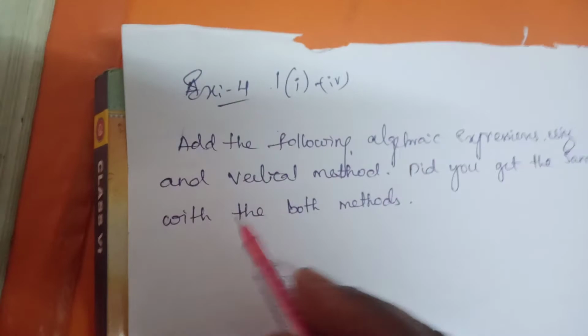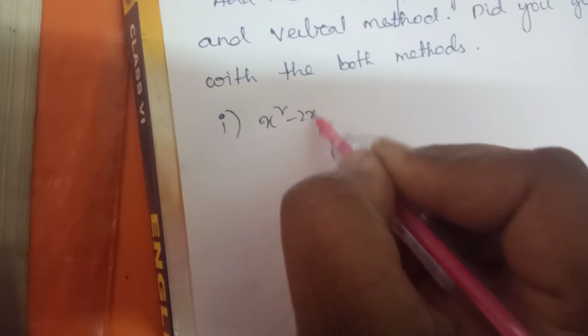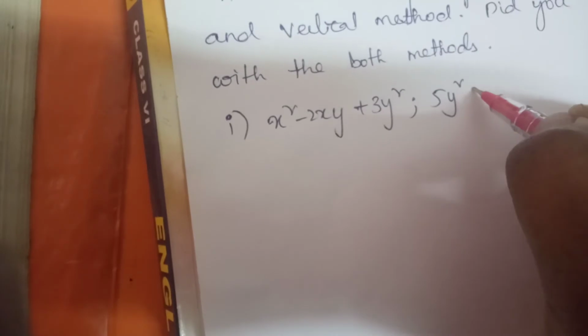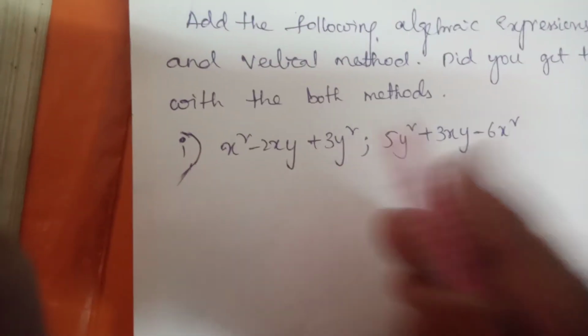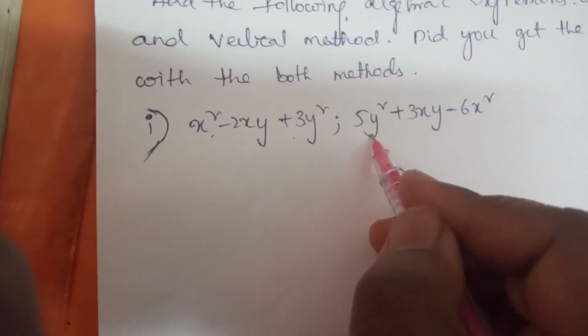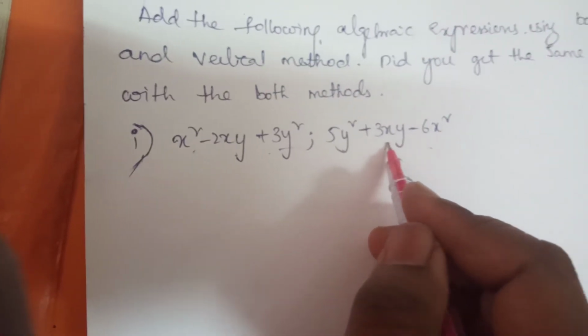Now here the given expressions are, the first one you see: x square minus 2xy plus 3y square, and 5y square plus 3xy minus 6x square. Here there are 4 problems, I am going to tell 2, and the remaining are homework, you can try at home. These two are algebraic expressions.